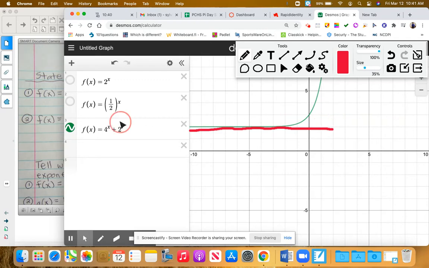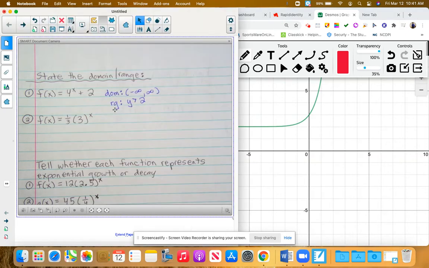And I also can see the number 2 from over here in my function. So I can see that positive 2 there. So your range is getting closer and closer to the number 2, but it'll never be the number 2. So my range is going to be everything that's greater than the number 2. So when you write your answer down for this particular function, my domain goes from negative infinity to infinity, which is all real numbers, but my range is going to be greater than the number 2.